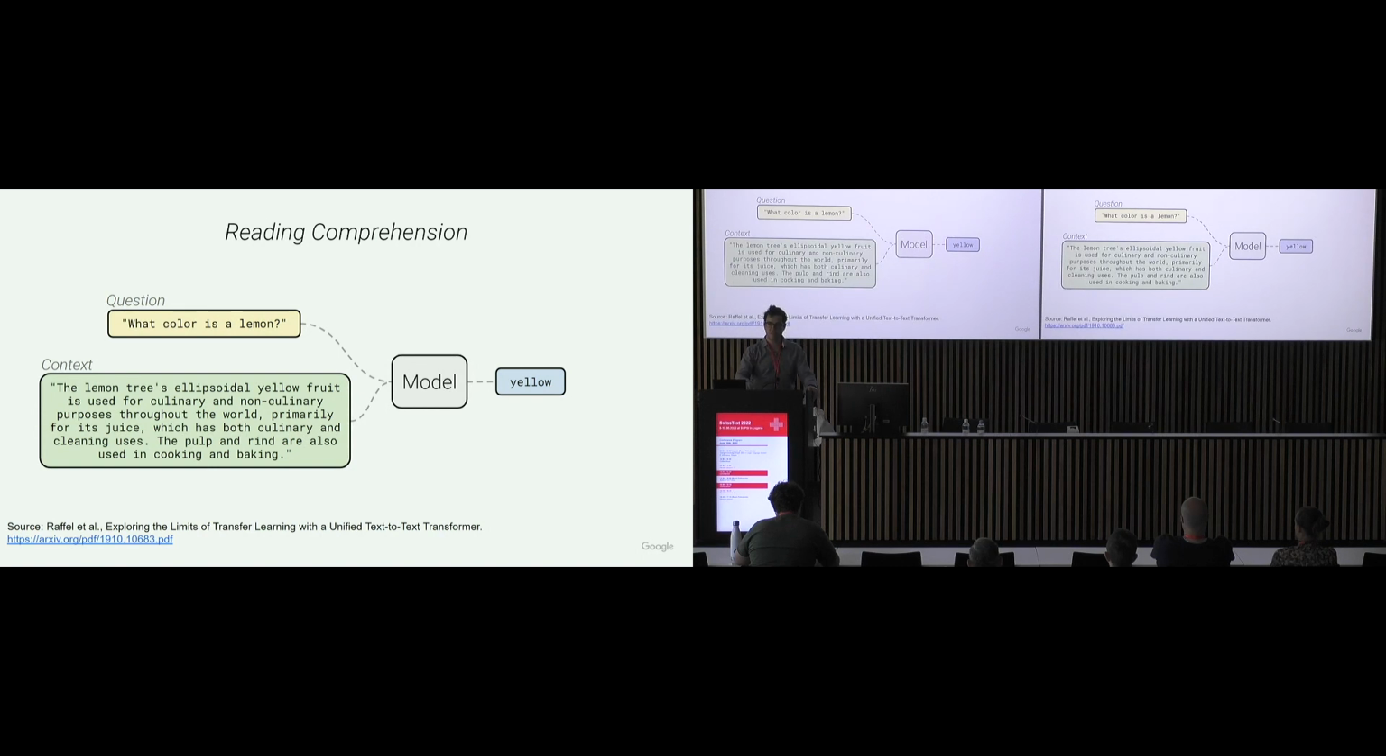You have a question, you provide some context. The task of the model is to understand this context and provide an answer that is supported by that context. Like in this example, what color is a lemon? The context is telling you that the lemon is yellow, so this answer can be extracted from the context.